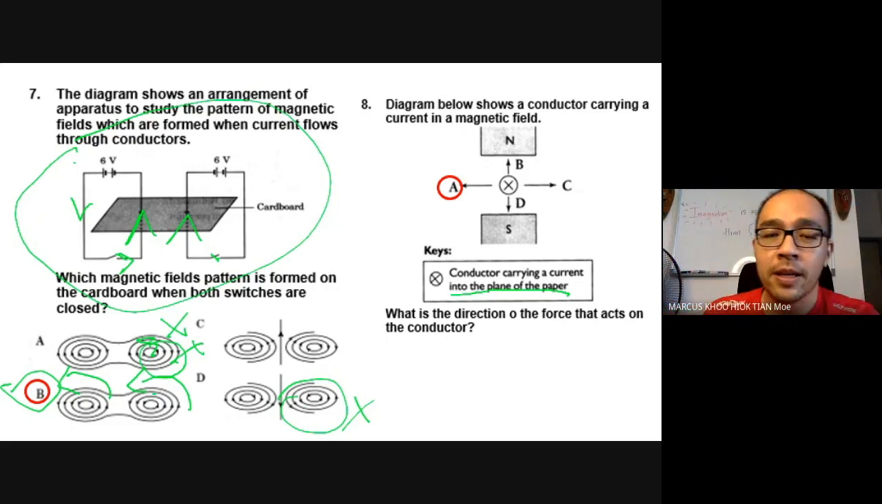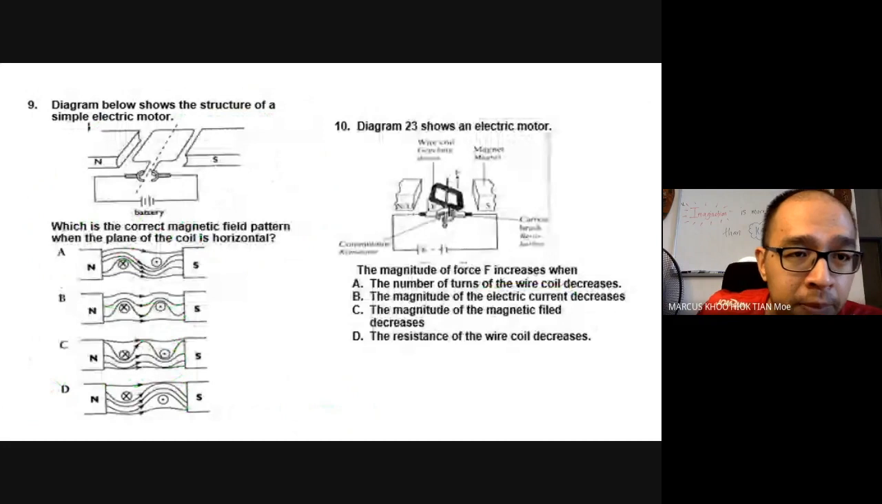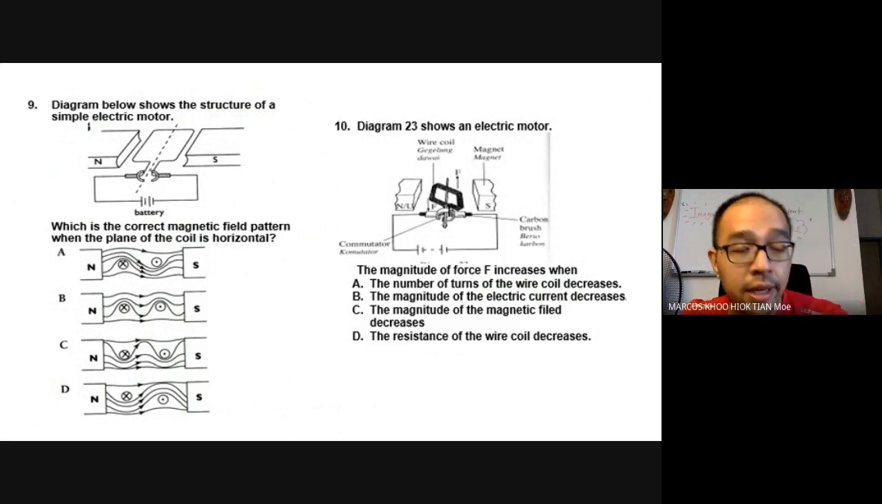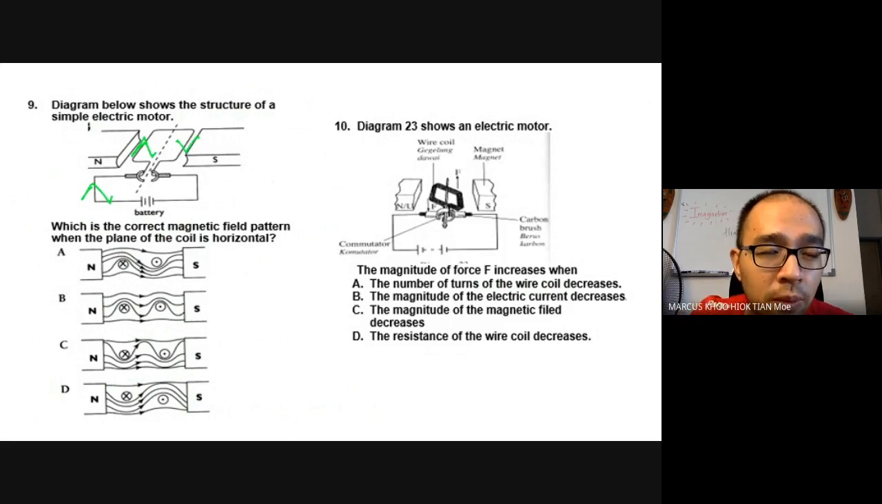All right. Question number 9. Same thing. Which is the magnetic field pattern when the plane of the coil is horizontal? Take into account the current flow is this way. So begini, dia akan masuk begini and dia akan keluar macam ni. Take a look for a while. Tell me which is the correct one. Michelle, you want to give this a go?